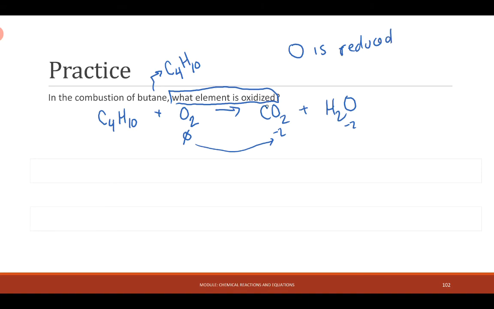But the question is what's being oxidized. The hydrogen has to be a +1 in both those compounds, so that's not it. And so my carbon has to be what's oxidized. So in combustion reactions, carbon is oxidized, oxygen is reduced. Because we have to remember that oxygen here is always a 0, and then in carbon dioxide and water, it's always a -2. So oxygen's always being reduced, hydrogen's always going to be a +1, it's carbon that's going to be oxidized.